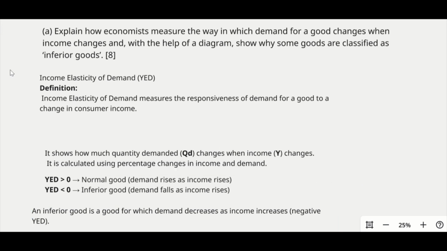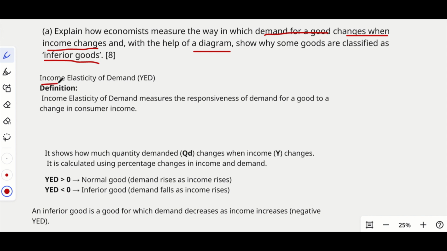Hi, now we are going to check on the question: explain how economists measure the way in which demand for a good changes when income changes, and with the help of a diagram, show why some goods are classified as inferior. So we have to check two things here: why the demand of certain goods decreases when the income is changing, and also what is inferior.